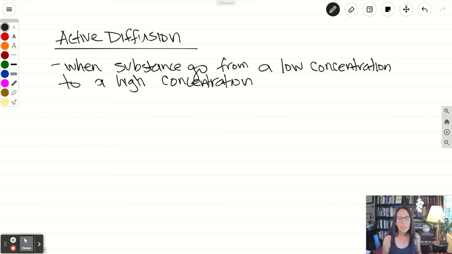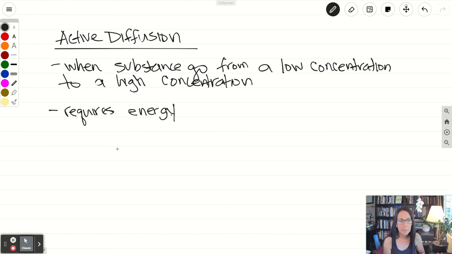For example, if you think about the beaker with the dye, it would be as if all those little red dyes went back to the pellet and formed the pellet back. That doesn't happen naturally, right? So that's not something that happens. Because of that, you need energy for this to occur. So active diffusion requires energy.